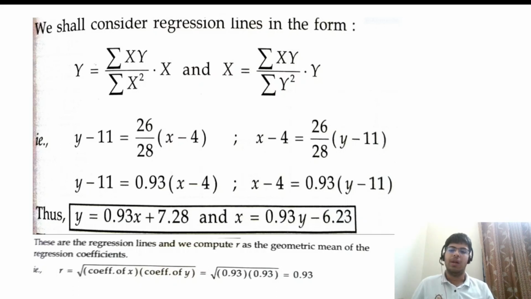lines of regression values. Now, if you want to calculate the regression coefficient, you need to compute the r value. To compute the r value, we use the formula I gave you before, and with that you get the value of the regression coefficient r, that is 0.93.